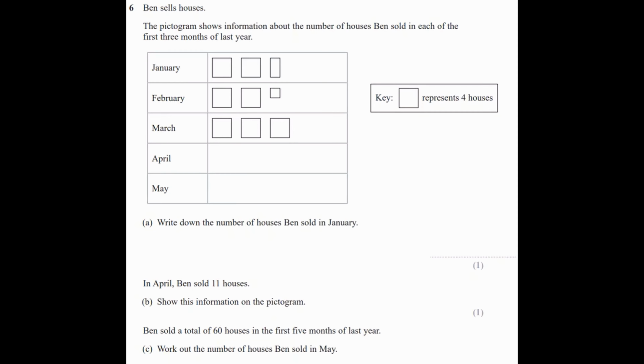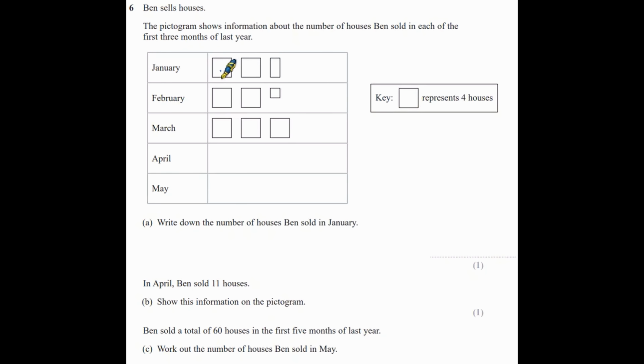Question 6. Now, for the first time, we have a question which has more than one part. And although you can't see it on my screen, part C is worth 3 marks. So we have a total of 5 marks here. So well worth having a look at. Ben sells houses. The pictogram shows information about the number of houses Ben sold in each of the first 3 months of last year. So let's have a look. The year, we've got January, February, March, and we've got a key that one large square represents 4 houses.